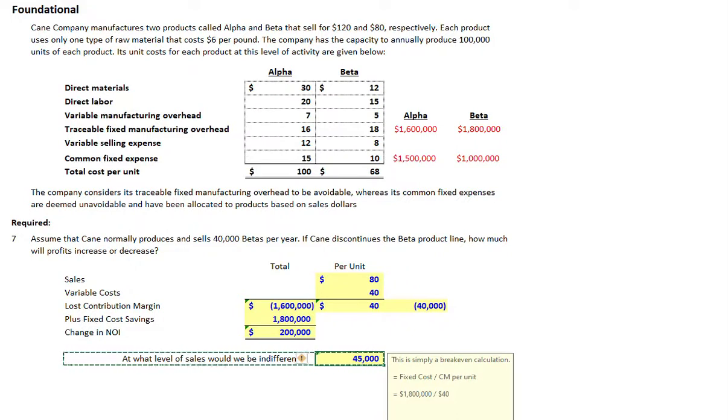So if we're making more than 45,000 units, we have enough units to spread over our traceable fixed cost. If we're making less than 45,000 units, we're not covering our traceable fixed cost.